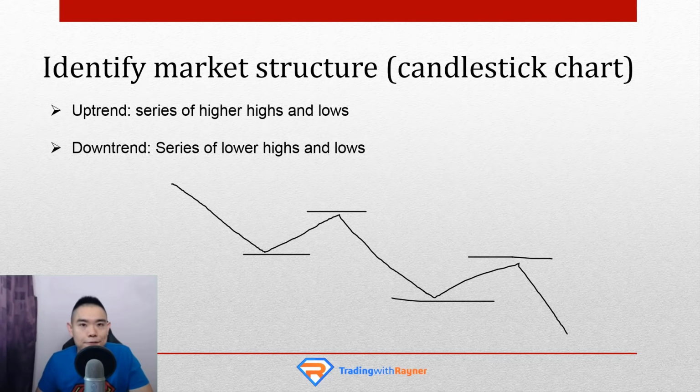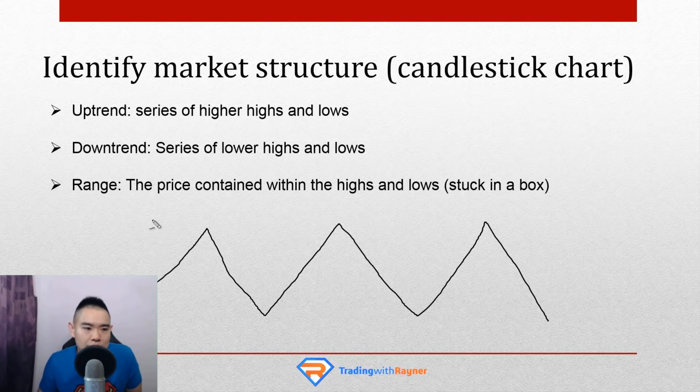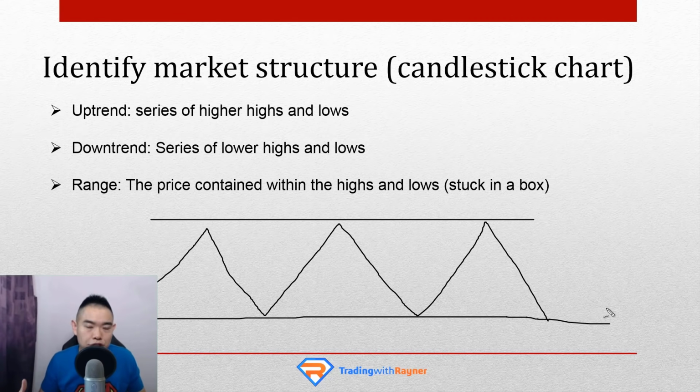And finally, we have what we call a range market. This is where the price is contained between the highs and the lows, kind of like getting stuck in a box. Let's say price goes up, comes back down, goes up, comes back down, goes up, comes back down. You can see that it's stuck between these highs and these lows. And this is what we call a range market.